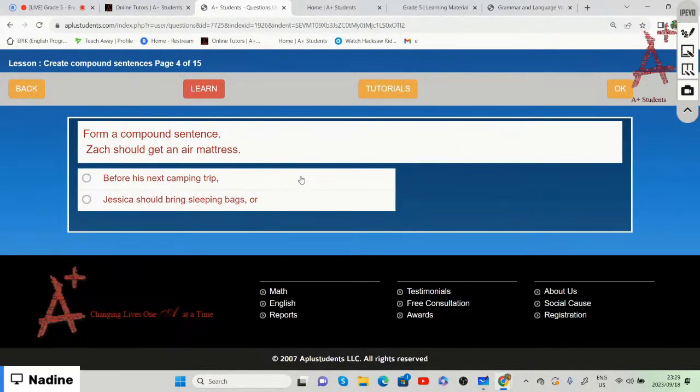Zach should get an air mattress. So Zach should get an air mattress. Is it before his next camping trip? Or Jessica should bring sleeping bags, or Zach should get an air mattress. All right, so if we look at the correct compound sentence, is it Zach should get an air mattress before his next camping trip? Or before his next camping trip, Zach should get an air mattress? Or Jessica should bring sleeping bags? Or Zach should get an air mattress?